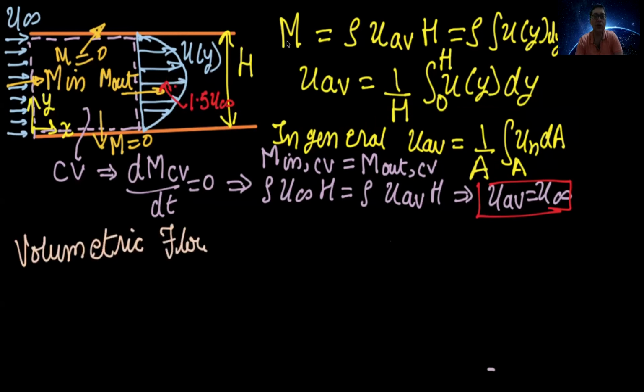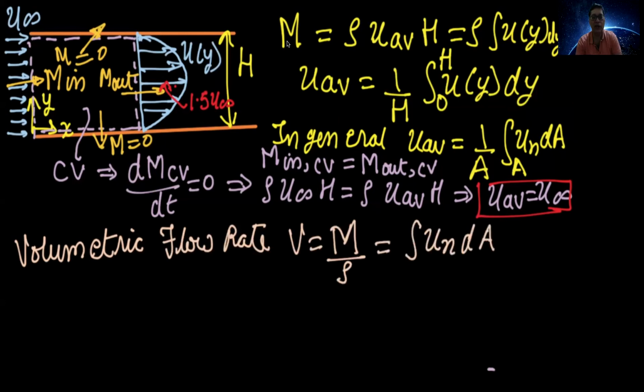So with this, I have proved that the center line velocity is greater than the inlet velocity for two-dimensional incompressible flow in a plane channel.